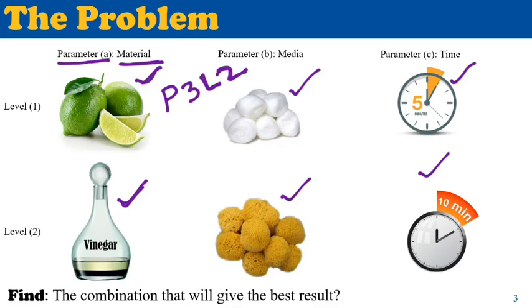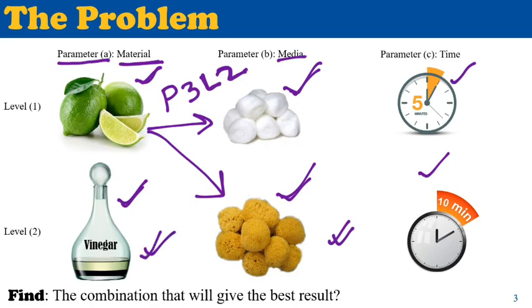And then I have a second parameter, which is media. I can use lemon. For lemon, I can either use cotton or sponge. So that is another parameter, and it also has level 2. So how can I have a level 3? If I have another material, for example, cotton, sponge, and you may also have a scrubber, maybe. So you will have a third level. And here also, instead of just lemon and vinegar, if we have another, maybe baking soda, that will be a third level of that parameter.